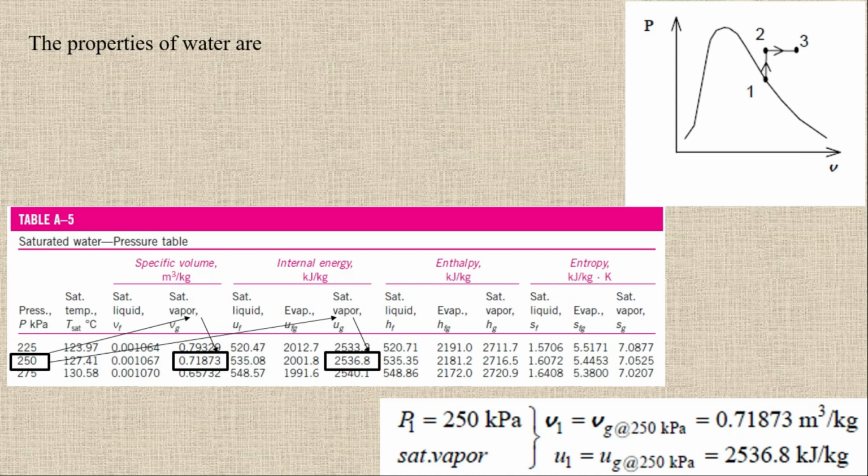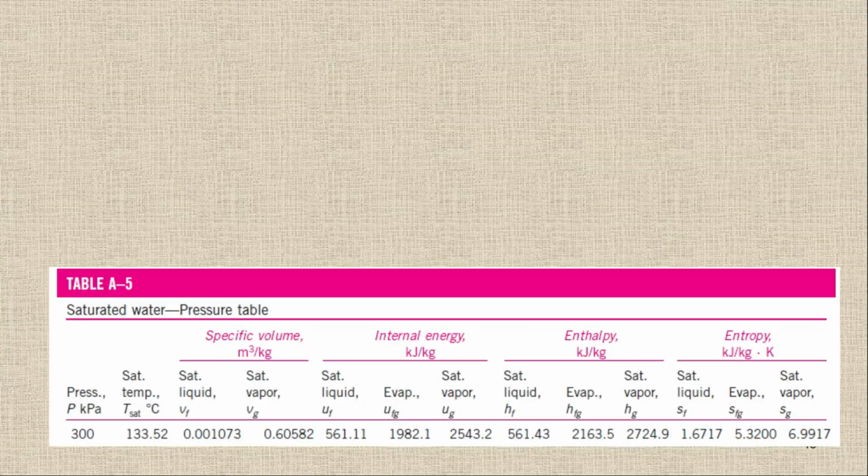Now after state 1, at state number 2, the volume V2 is equal to V1, which is equal to 0.71873 meter cube per kg, and the pressure is 300 kilopascal. So we have the table of 300 kilopascal. But the problem is, at state number 2 and even at state number 3, we have superheated vapor. So either we have to use this one or not.